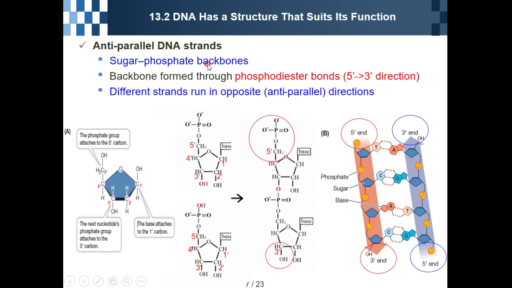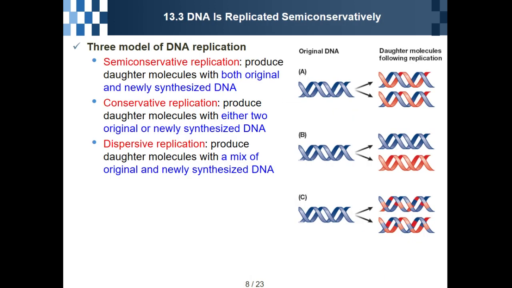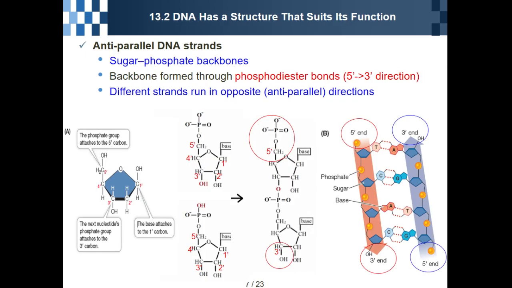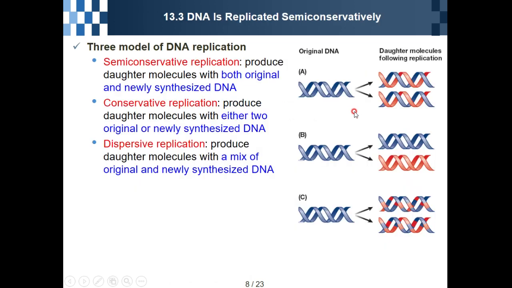Watson and Crick found, based on X-ray crystallography, that they proposed there are 2 antiparallel DNA strands, running in opposite directions like this. At that time, Watson and Crick knew their structure was composed of antiparallel strands, but they didn't know how DNA is replicated.